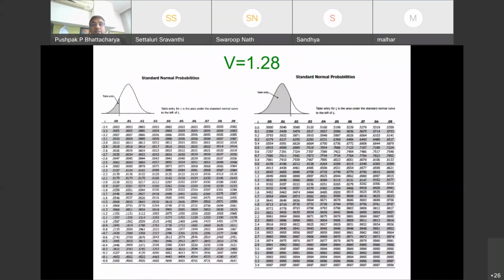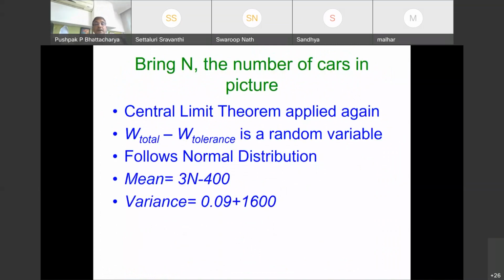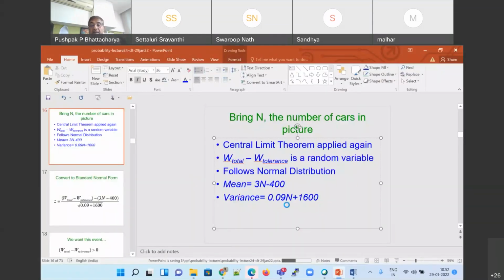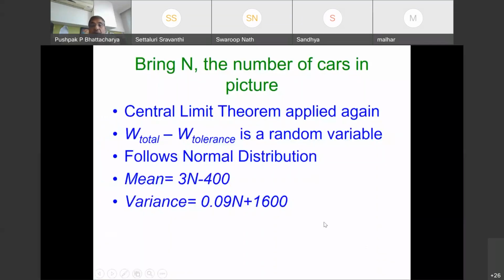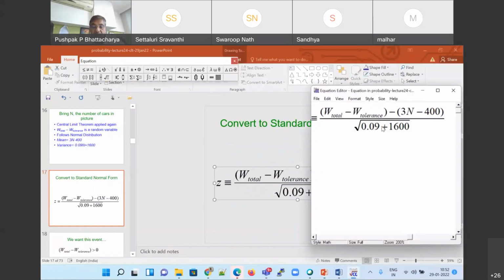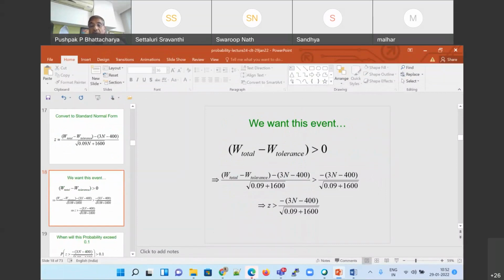Let's go back to our bridge problem now. We have seen that W total minus W tolerance is a random variable. The mean is 3n minus 400. Variance is 0.09n plus 1600. So this also needs to have an n. Now W total minus W tolerance should be greater than 0, which means this quantity.